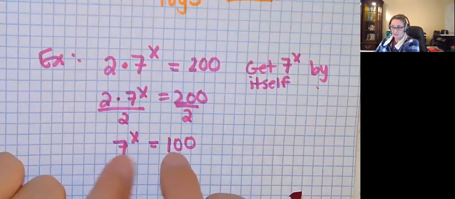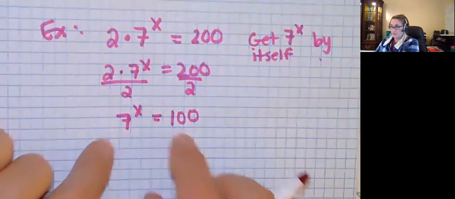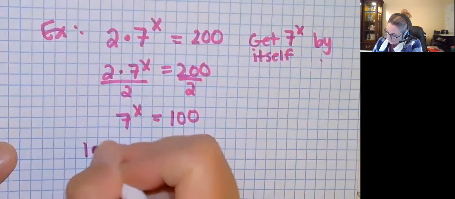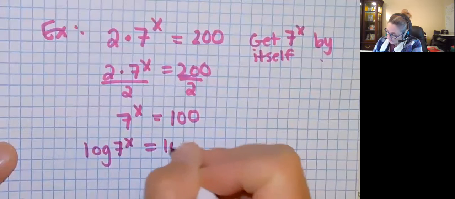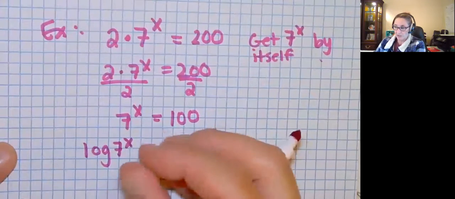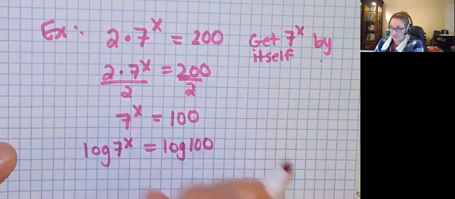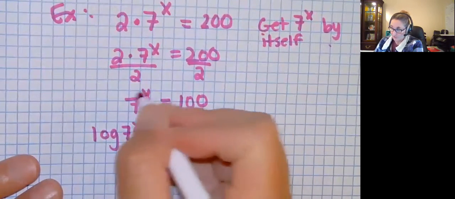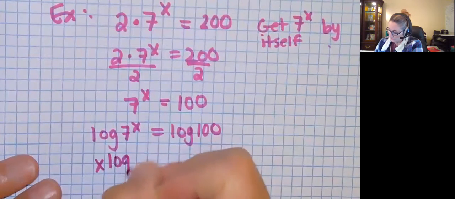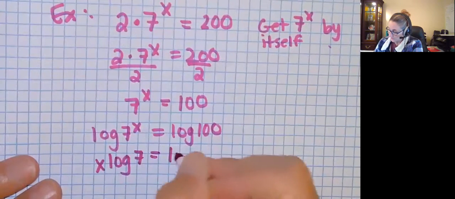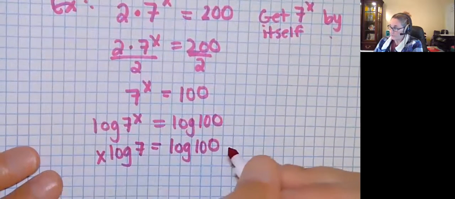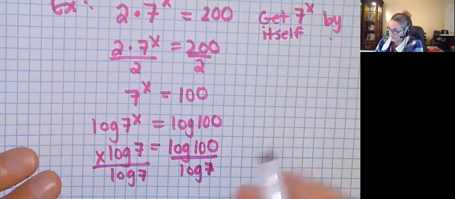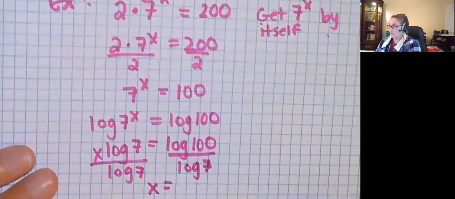Now, 7 and 100 cannot be the same base, not a nice base at least. So I'm going to log both sides. I'm going to take log of this side. And again, it's log of 7 to the x is equal to log of 100. But when I take log of 7 to the x, I automatically write this line I'm going to write right now. I know that if I take log of this, the x is going to come in front. And so I usually would just jump to x log 7 equals log 100. I'm going to then divide both sides by log 7.